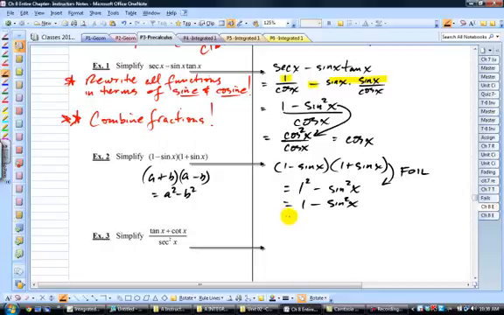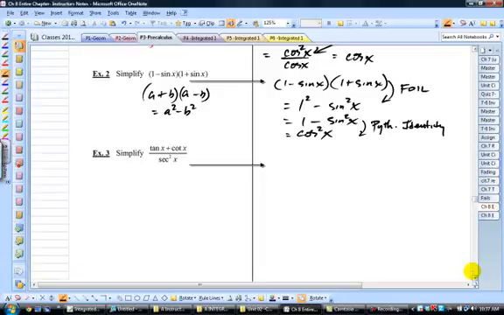All right, and then you've got to ask yourself, what am I? Well, we just talked about that earlier. I'm cosine squared x. And there's your simplified answer right there. It's just cosine squared x. So you've got to know your Pythagorean identity here.